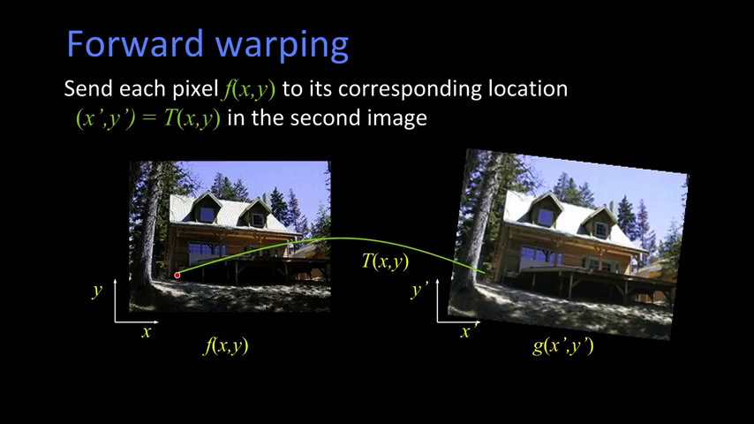So I have some pixel here, a little red dot, I know where it goes, and I put that same color that was down on the first image down in the second image. And that's okay, but you might ask the question, well, what happens if this pixel lands between pixels in the new image? Let's take a look at that.